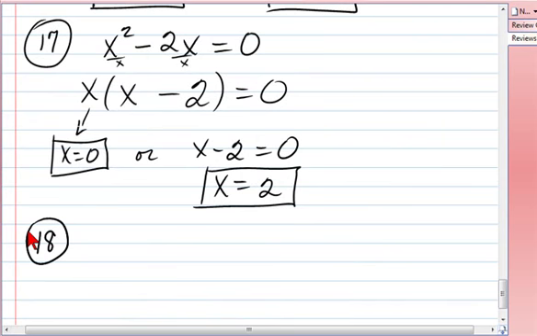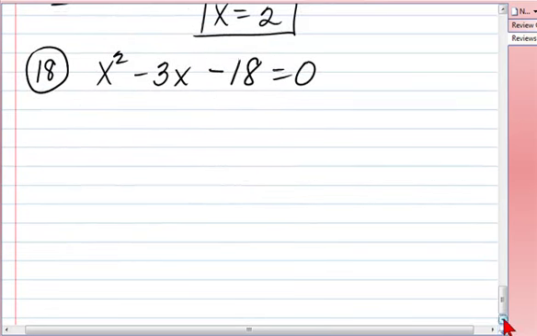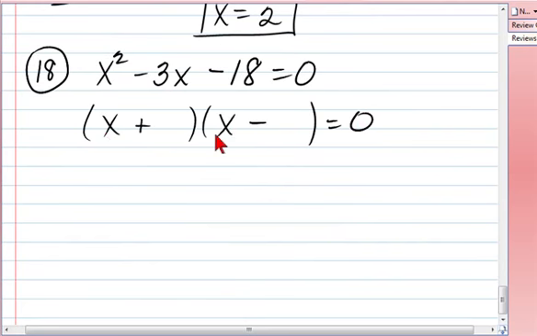All right, so I have x squared minus 3x minus 18 is equal to 0. Number 18 is a quadratic equation. It is set equal to 0. We're ready to start factoring. What are my signs going to be? One of each. I need an x and an x. I need factors of 18 that have a difference of 3.